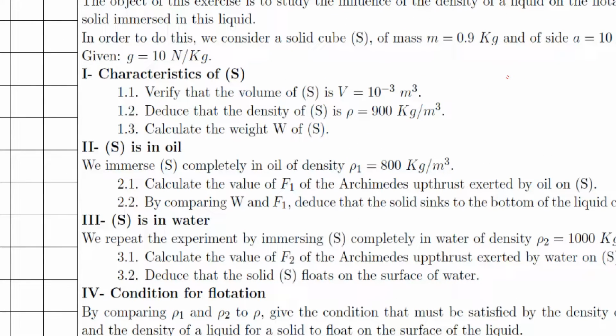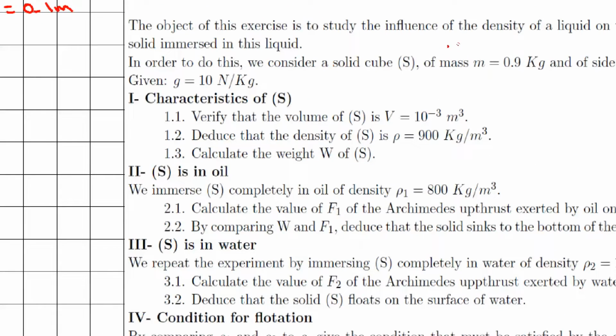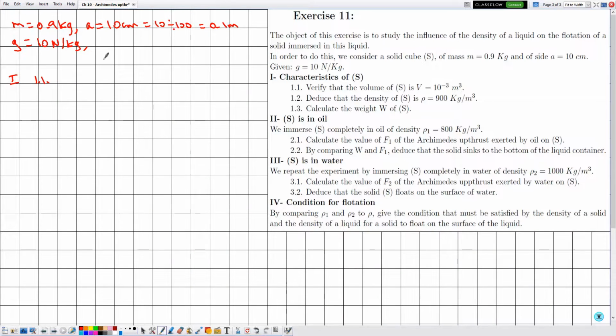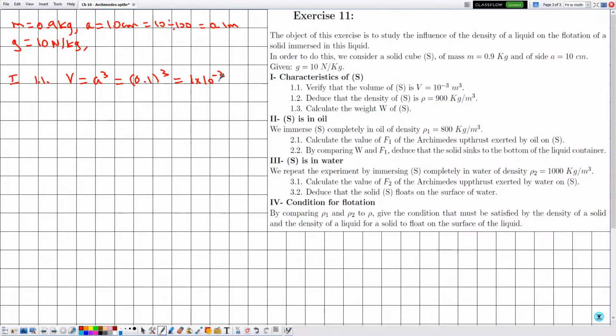1.1, verify that the volume of S is V equal to 10 to the power minus 3 meter cube. Knowing that the solid S is classified as a regular shape because it's a cube, its volume can be calculated directly from the side. So V is equal to A to the power 3. Now 0.1 to the power 3, plugging this on the calculator, the volume is 1 times 10 to the power minus 3. Since the side is in the SI, the volume V will be in the SI, which is meter cube.